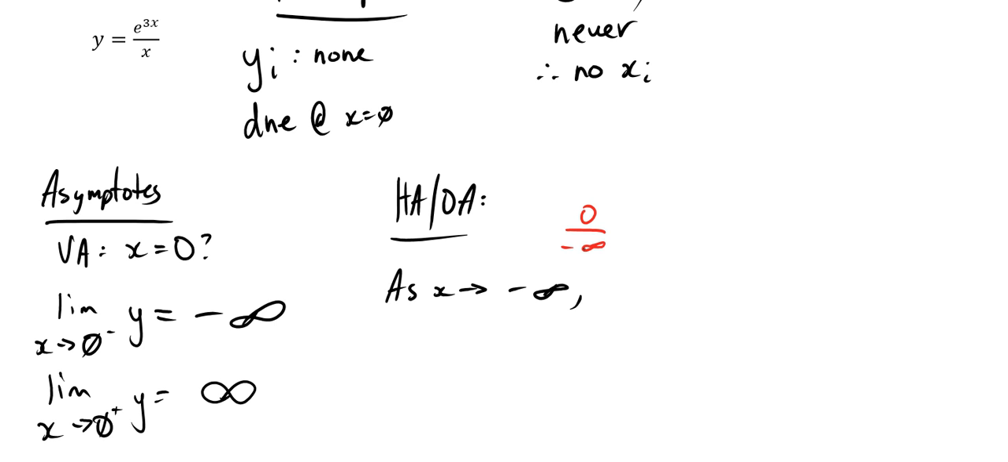Negative infinity, positive infinity, same thing. A big number in the denominator makes for a small number overall. So what's happening? What would be your guess? It's approaching 0. So we have a horizontal asymptote.